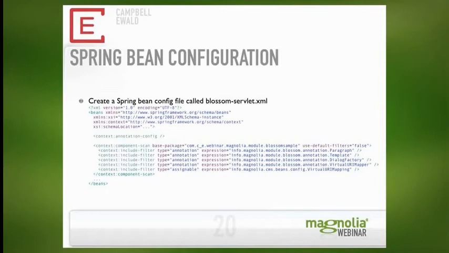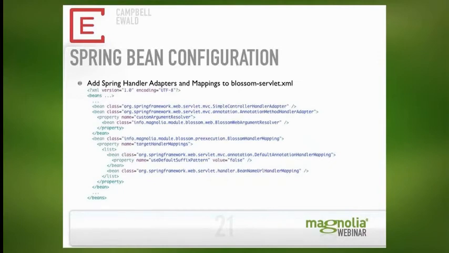The first thing you'll see here is the component scan. Since it's all annotation based, we're able to scan our modules based on our module's base package name, and that goes through, grabs all of the classes that are annotated with the Blossom paragraph or template, dialog factory, or virtual URI mapping annotations, and loads those. So you can pretty much copy and paste that last part. You just want to make sure that you change your base package to reflect your package name.